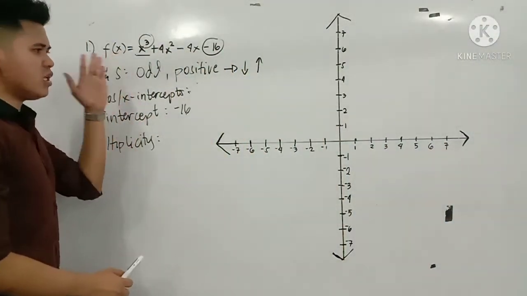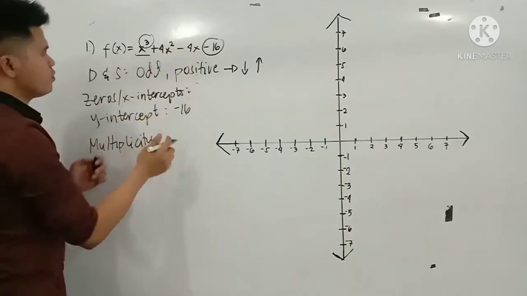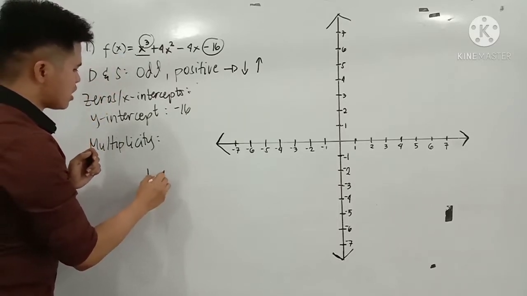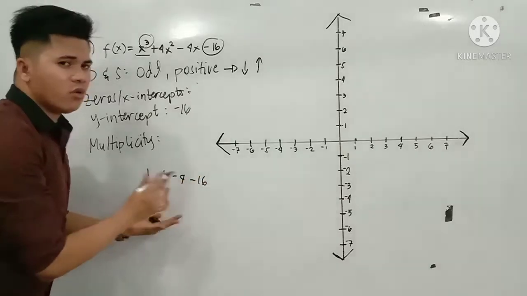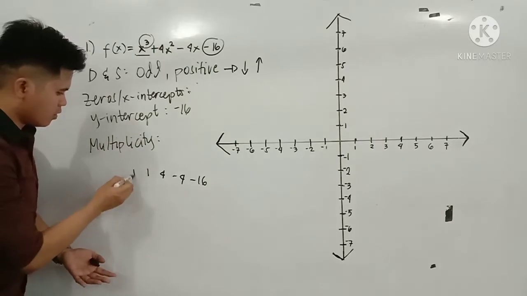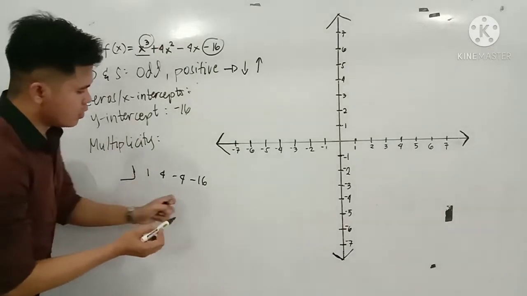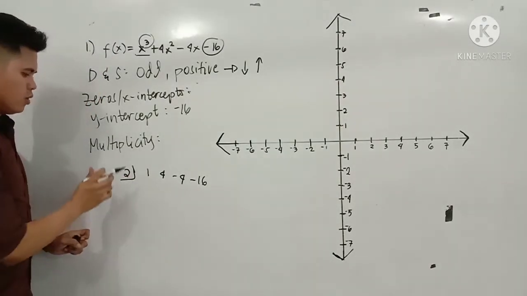So I use synthetic division. Our coefficients are 1, followed by positive 4, negative 4, and negative 16. Now I'm finding the zeros, or the x-intercepts. And for our divisors here, let's try positive 2.